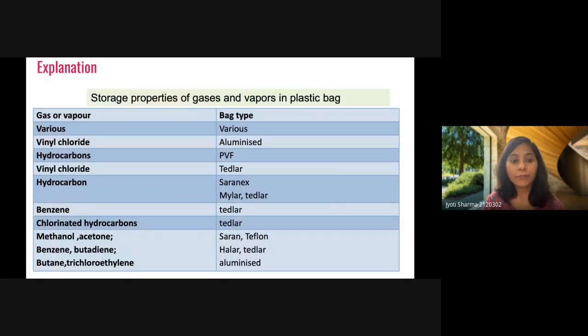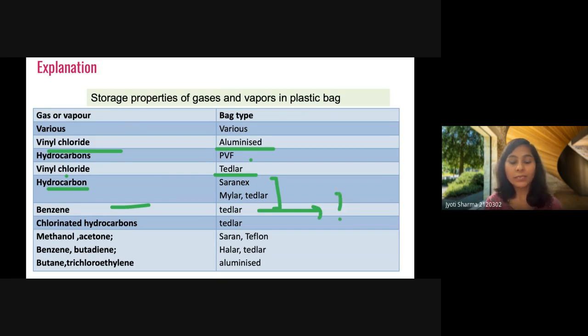So for example, if we want to collect vinyl chloride, we should have an aluminized bag type, then only we can collect the air into that. If it is hydrocarbon, then this is PVX. If it is again vinyl chloride, then we can use Tedlar also. Then for hydrocarbon, we have multiple options, we can use different bag types. And then benzene, this was in question, then we will use Tedlar type of plastic bag.